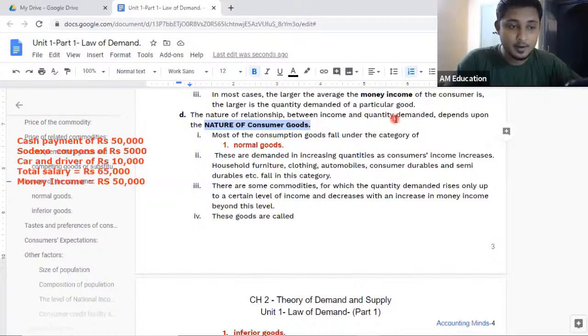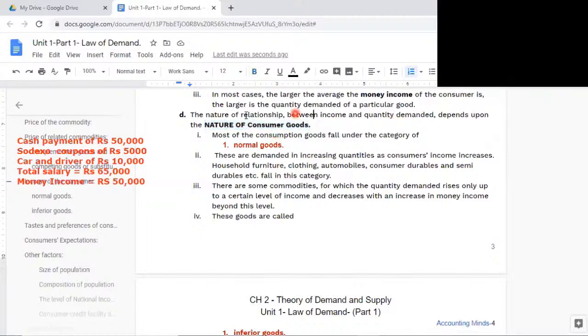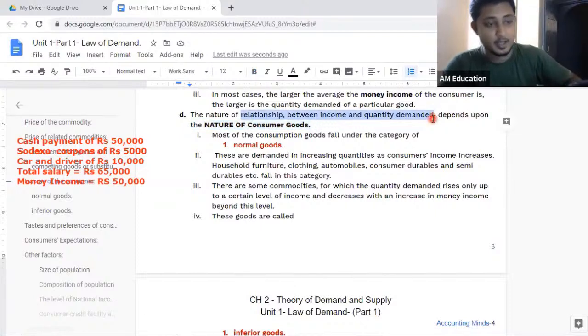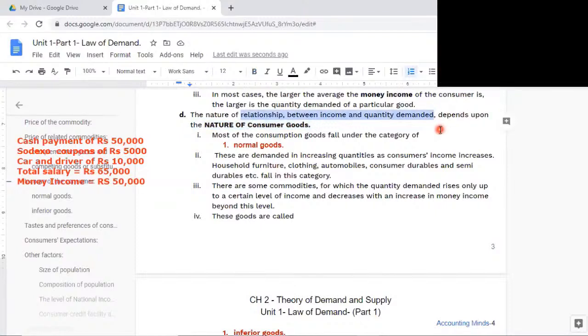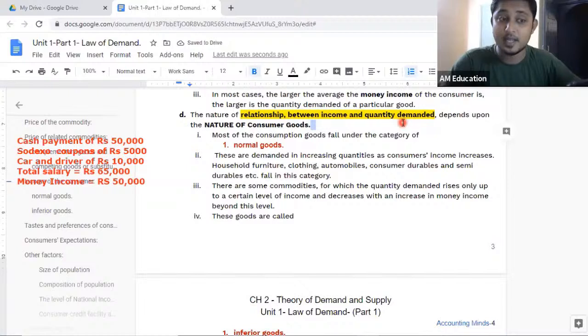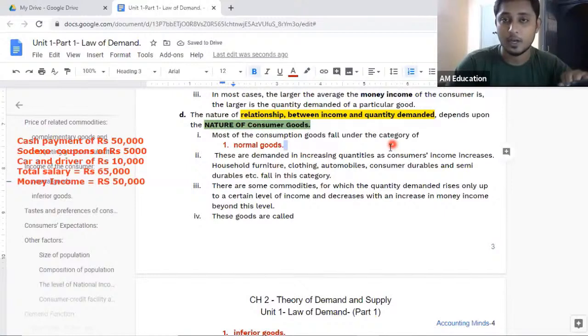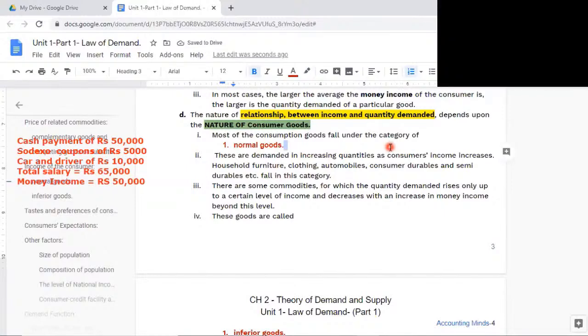Between income and quantity demanded. So the relationship between income and quantity demanded is dependent on something else. What is that something else? It is the nature of the good that you are talking about.